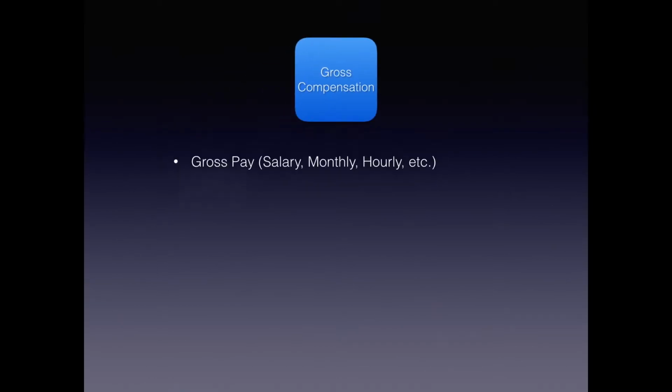Gross compensation is probably the easiest to understand. It's any item that makes up your employee's basic compensation package. The first item is gross pay, which is just one aspect of the overall gross compensation. However, this is usually the bulk of any employee's payroll. There's generally 3 main types of pay.